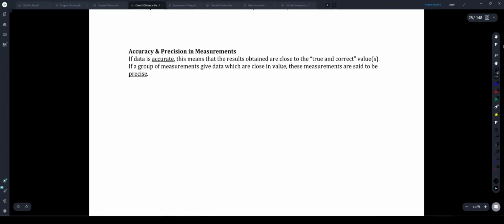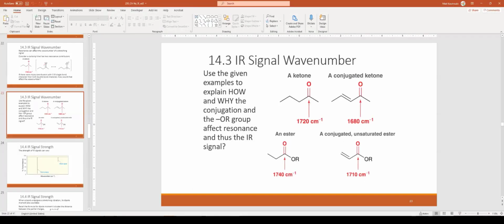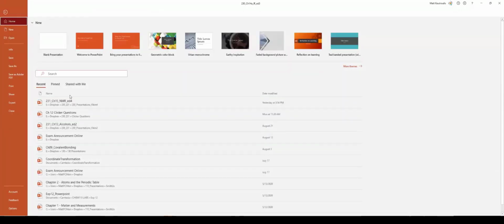Let me just do a quick introduction because we've got a few minutes. Data is accurate when the data are close to the true or correct value. And it's precise when you get data that is reproducing the same number over and over and over.